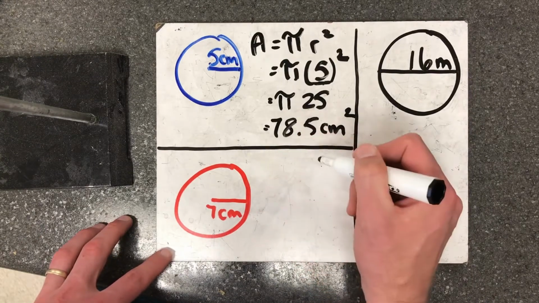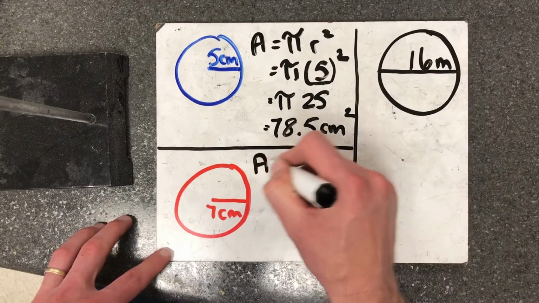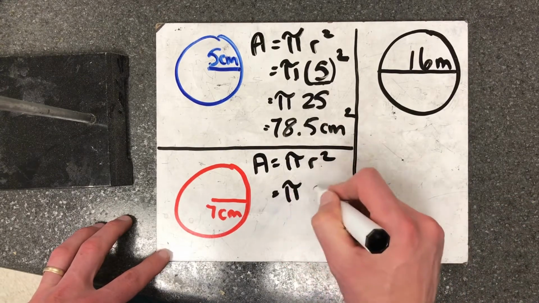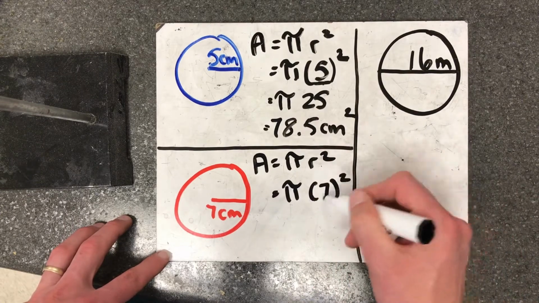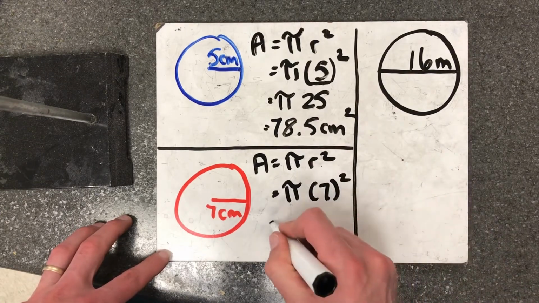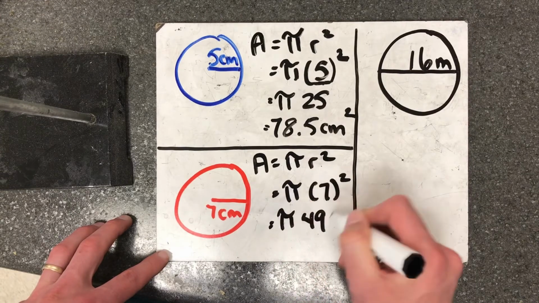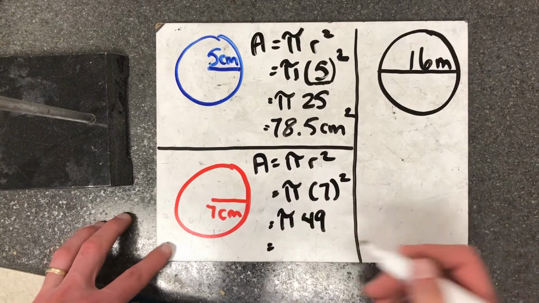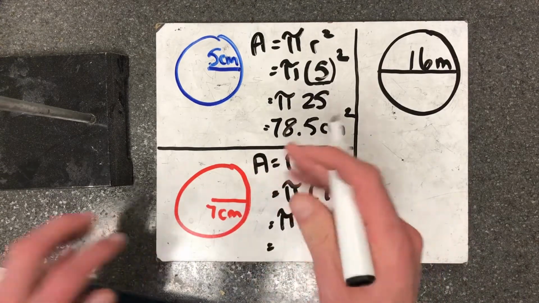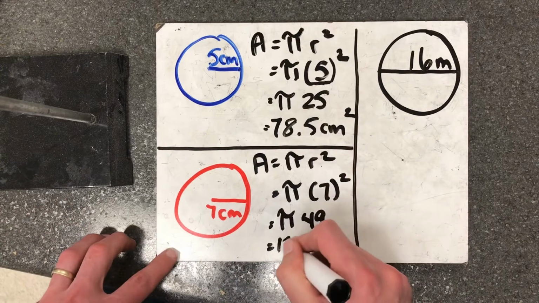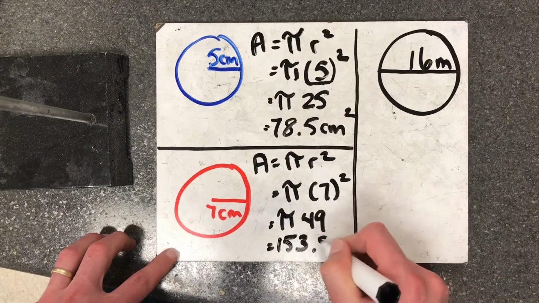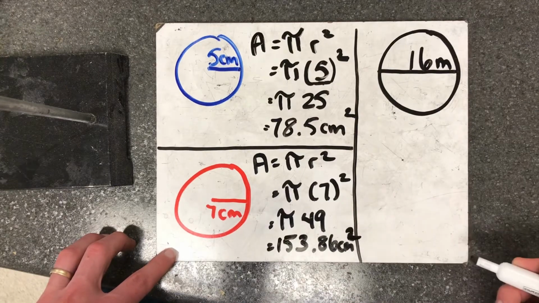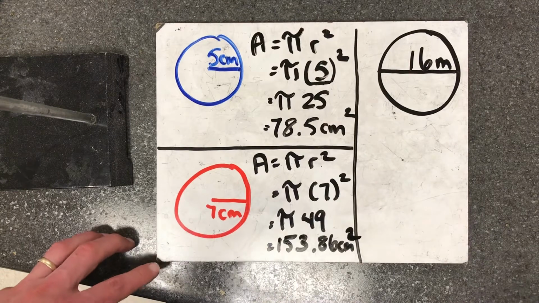If we look at the red circle here with a radius of 7 centimeters, again, area is always pi times the radius squared. So in this case, we're looking at pi times 7 squared. Squared means we're multiplying this base number by itself. So we would have pi times 49, because 7 times itself twice is 49. And if we were to calculate that out, the area of a circle with a radius of 7 centimeters would be 153.86 centimeters squared, because there's two dimensions when we're finding area.